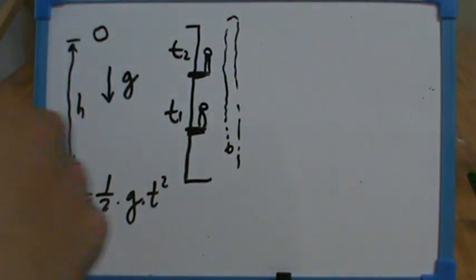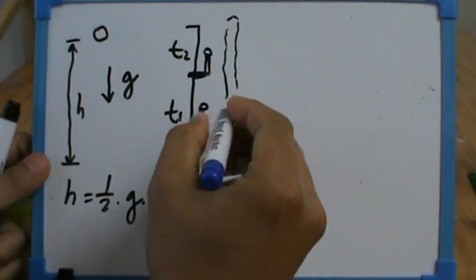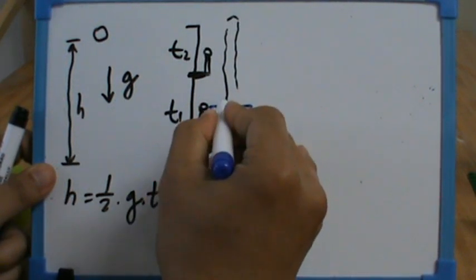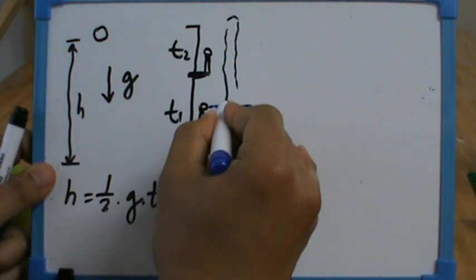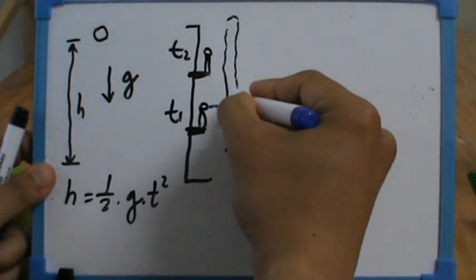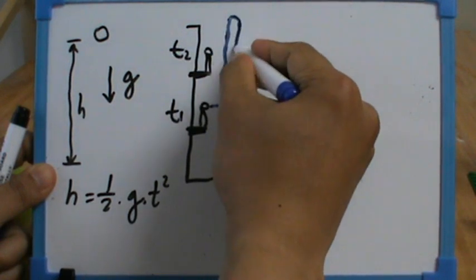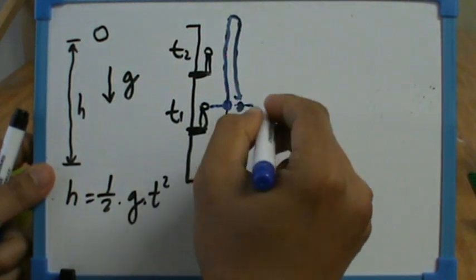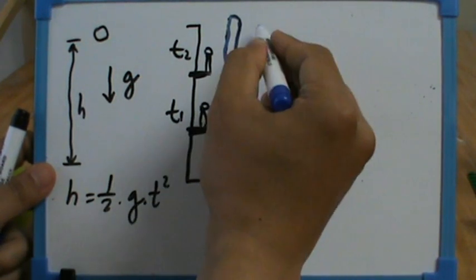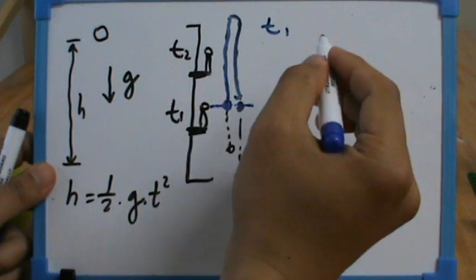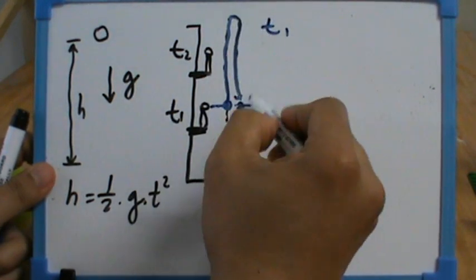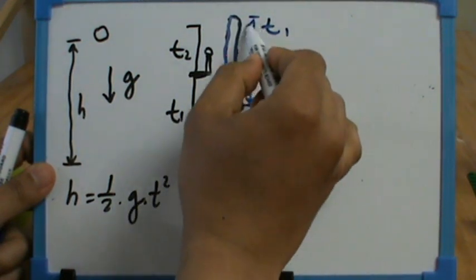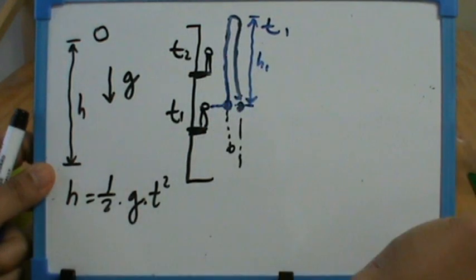Okay, now the first timer, he will start measuring the time when he sees the ball in front of his eye. So when the ball going up, he starts the stopwatch, and then he stops the stopwatch when the ball going down right in front of his eye. So that's T1. And let's assume that the distance travel from this position to the maximum position is h1.